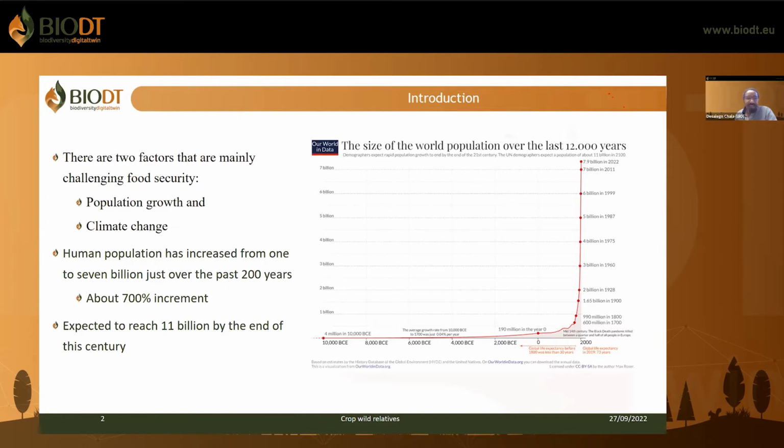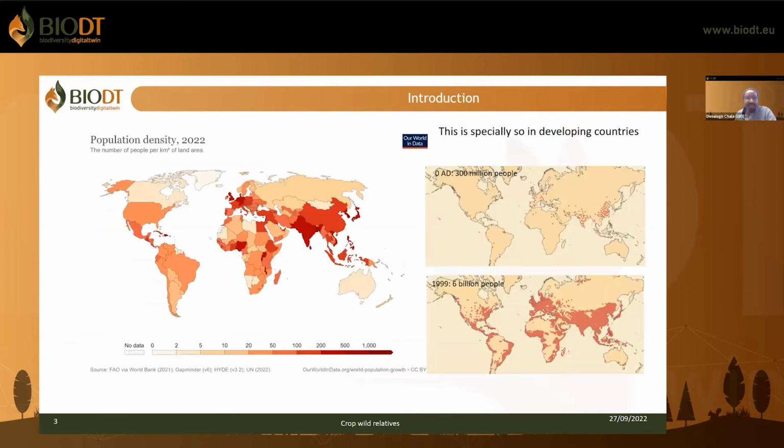And the human population has increased from 1 to 7 billion just over the past 200 years. And that is about a 700% increment as compared to the number we had achieved since the time of our evolution. And this number is expected to reach 11 billion by the end of this century.